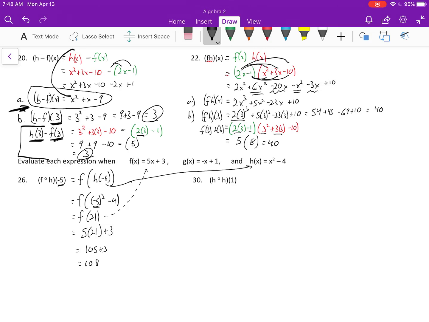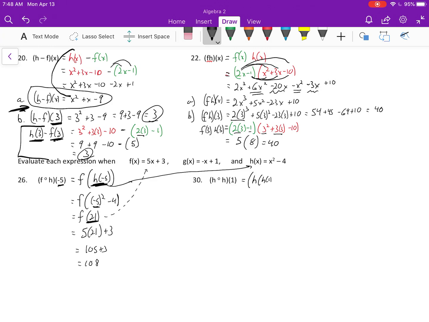So that's how you do those. You think of what composition is. It's one function inside the other function. Then you find the one that's inside first, find whatever that answer is, and then plug that into your second. Now, number 30 is a special case. This would be called an iteration. It's when we do a function on itself. So remember, this still just follows the composition rules.